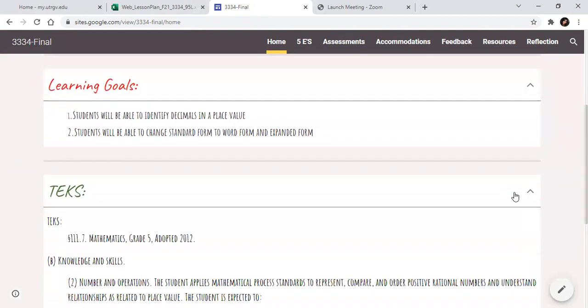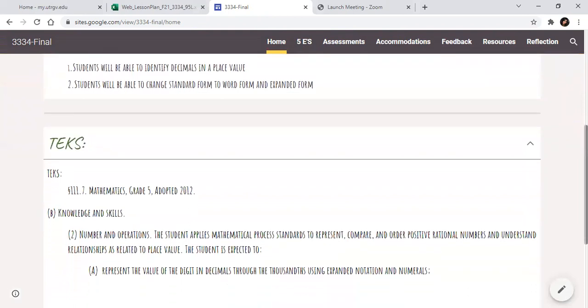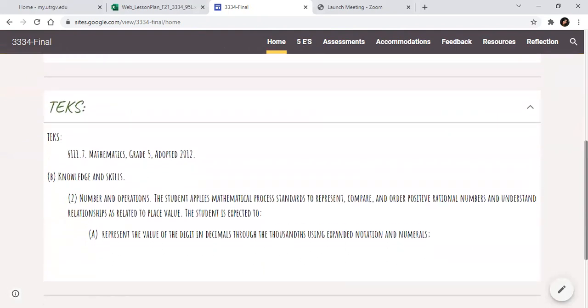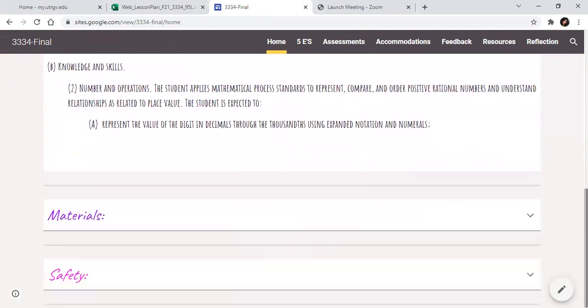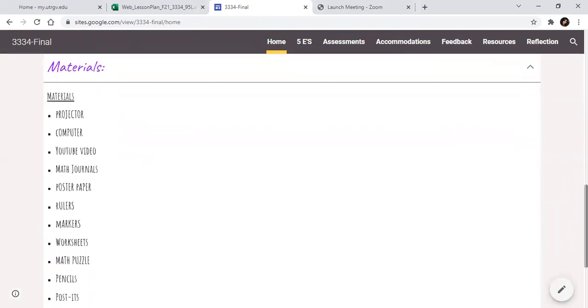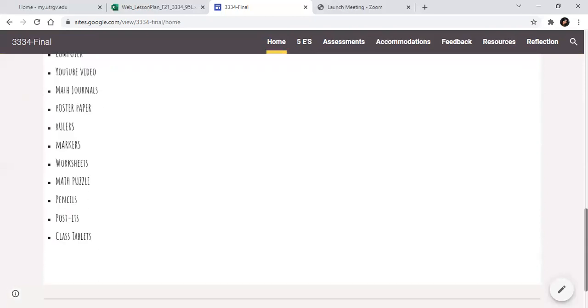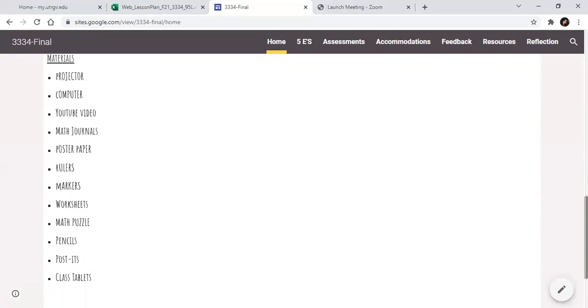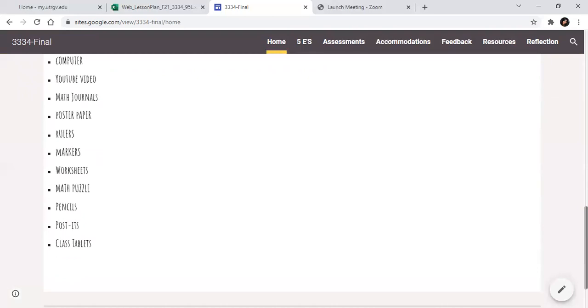The following one is TEKS. I went ahead and implemented my TEKS, which is the most important part of my lesson plan. My materials are listed. These are the materials that will be discussed throughout my lesson plan. We have projector, computer, YouTube video, math journals, poster paper, rulers, markers, worksheets, math puzzles, pencils, Post-its, and class tablets.